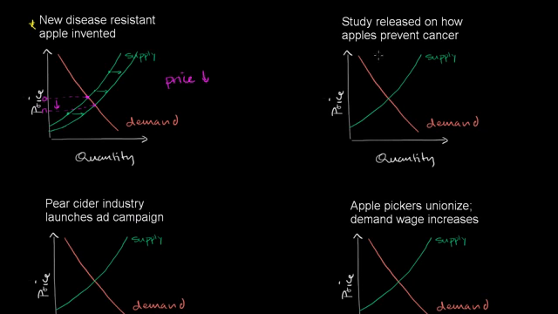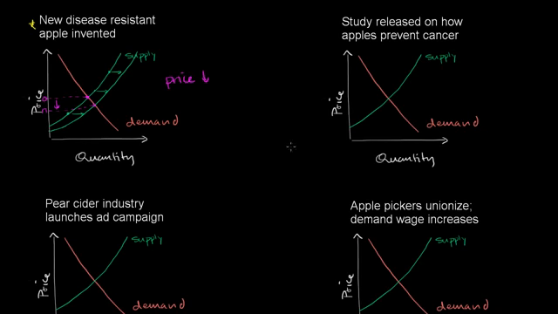Now let's think about this scenario. So this is before. In all of these examples, the graph is what happened before the news came out or the event came out. And then a study is released on how apples prevent cancer. So what is that likely to do? Well, no one wants cancer, and so more people are going to be eager to have apples. This will change customer preferences. They will prefer apples even more when they're at the supermarket. So this is clearly affecting demand, customer preferences.